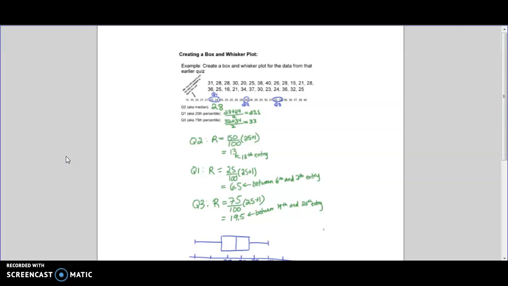So basically, you have all the data there. We arrange it from lowest to highest, as you can see there, right? It's gone from the low of 15 to the high of 40.